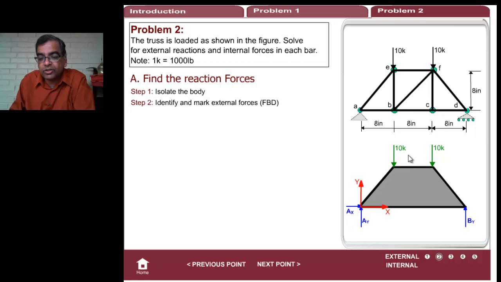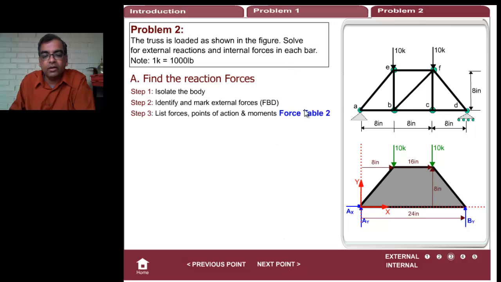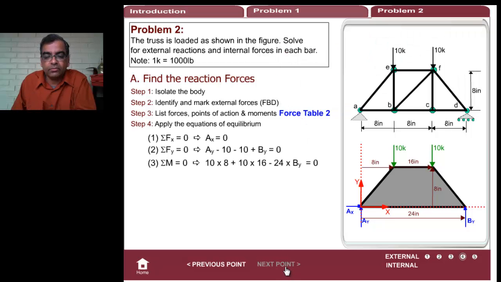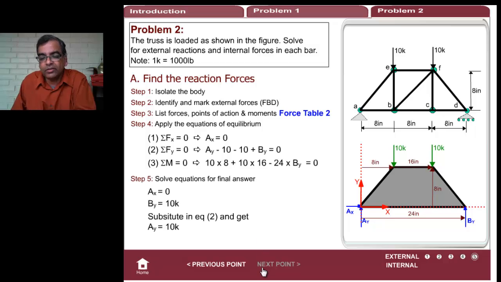The only things that are shown are the external forces on this. You know how to solve this, right? So here is the force and moment table for this one. Right? You can look at it and figure out how this is done. Then summation of all the forces in the x equal to 0 gives me ax equal to 0. Summation of all the forces in the y, summation of moments. We know how this drill goes. And I get ax, by, ay. So the external stuff is over.